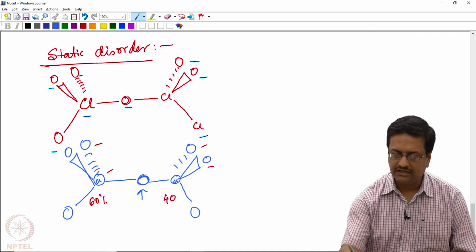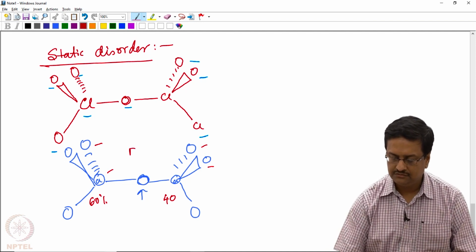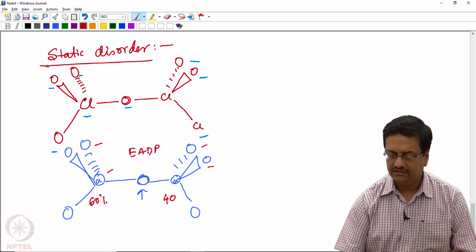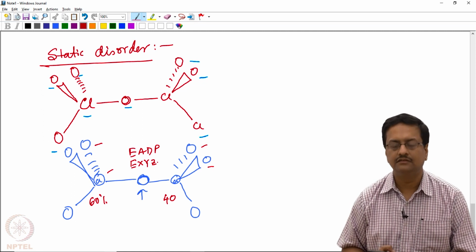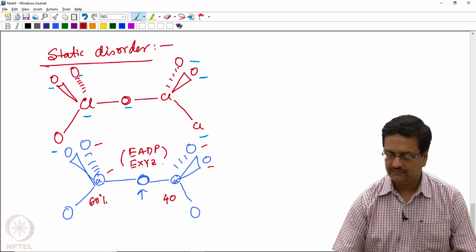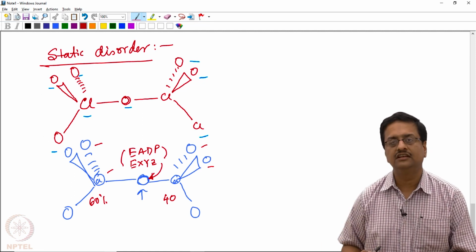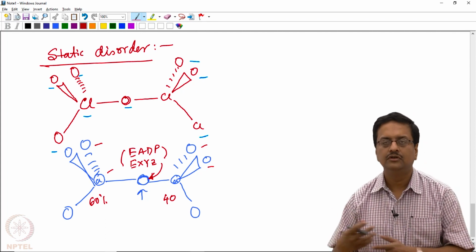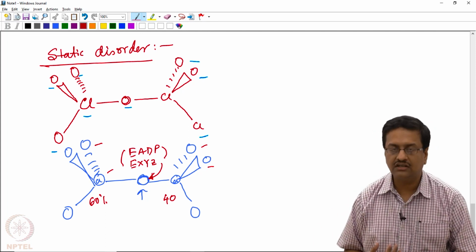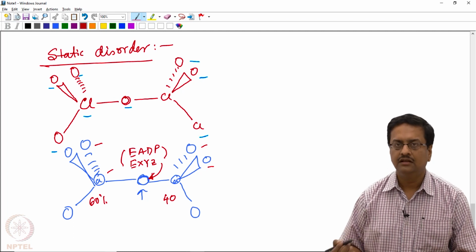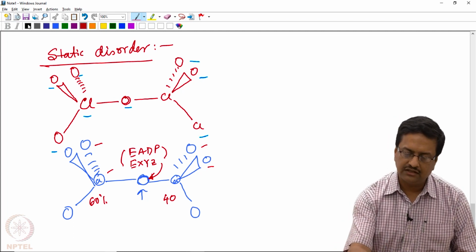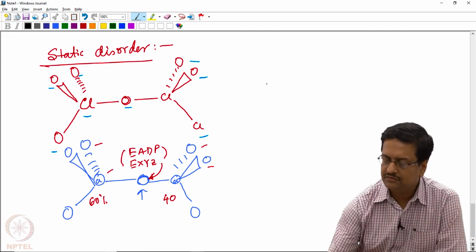and then we apply the EADP and EXYZ constraints on the central oxygen, which is a part of two disordered portions. A similar type of disorder is also seen in many cases.